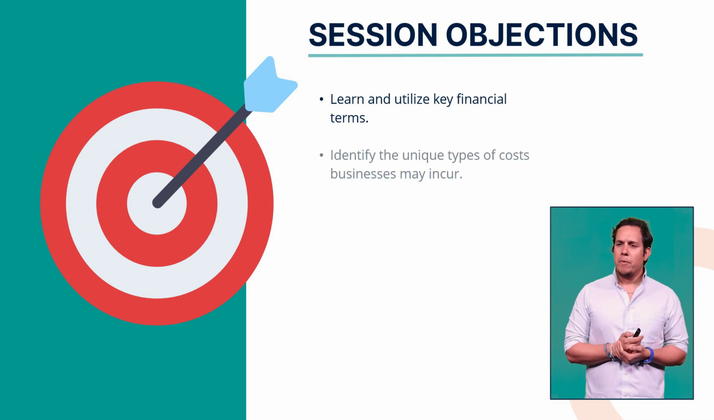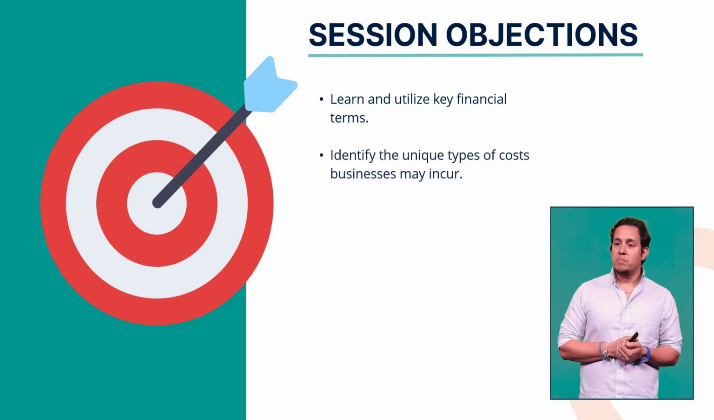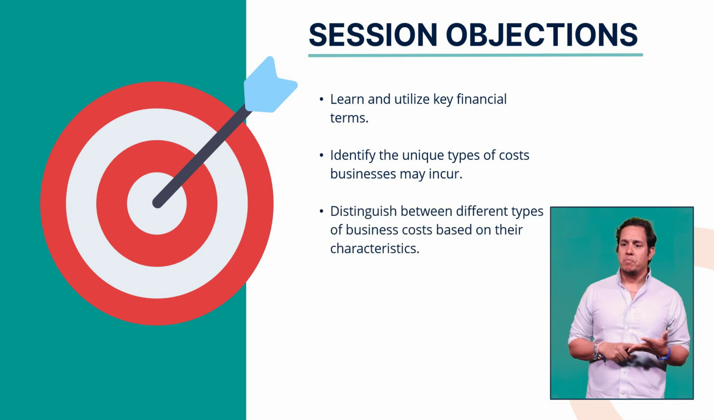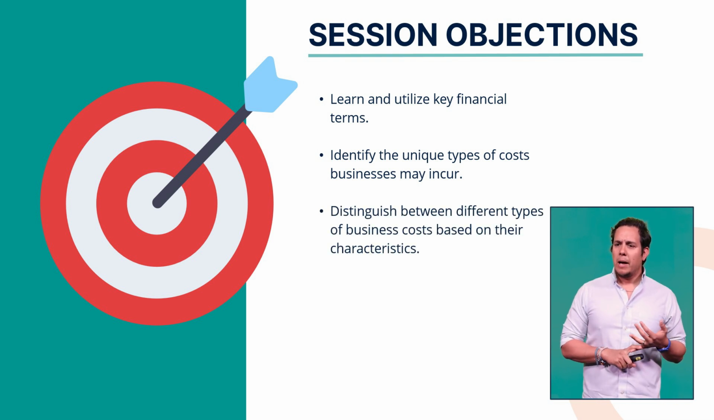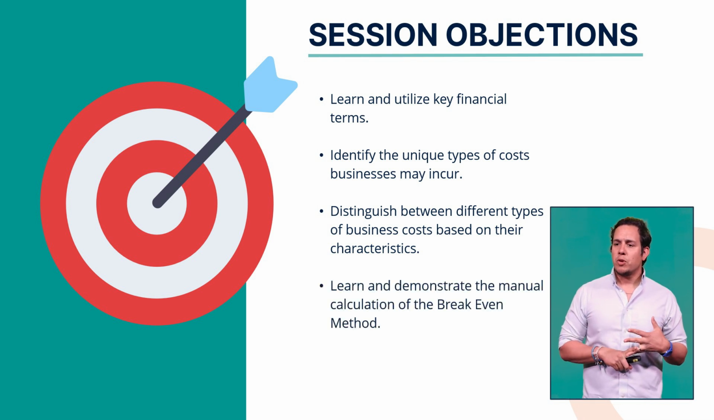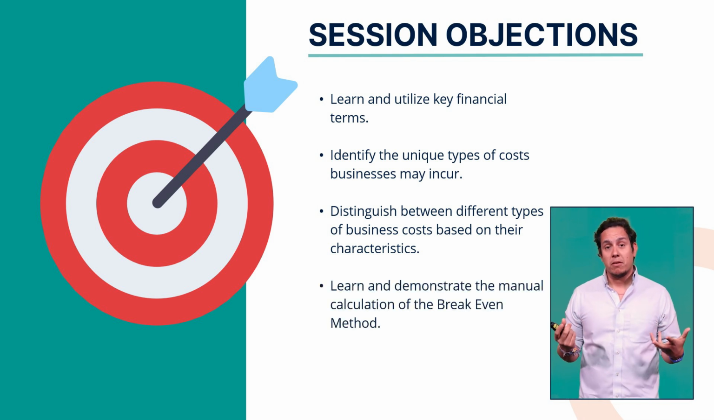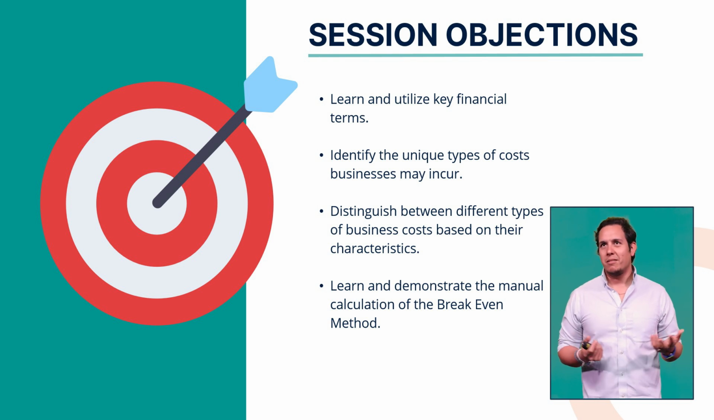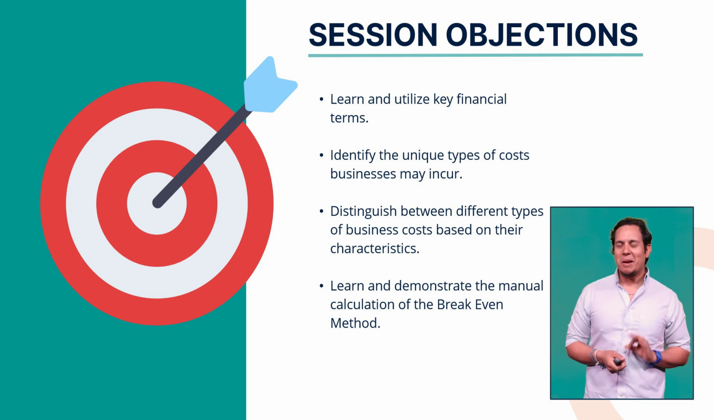We're going to identify the unique types of costs businesses may incur. We're going to start distinguishing between different types of business costs also based on their characteristics. We're going to learn and demonstrate the manual calculation of a break-even method. Think of that, manually calculated. No technology, well, maybe some calculator technology, but other than that, pretty manual.